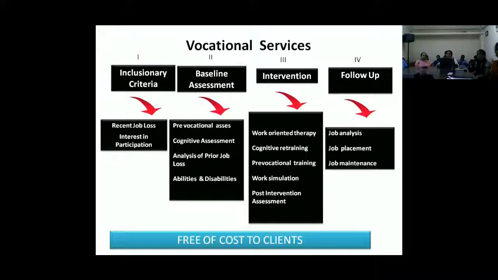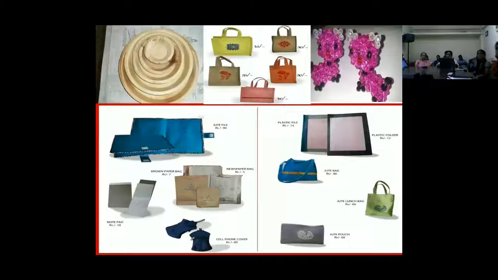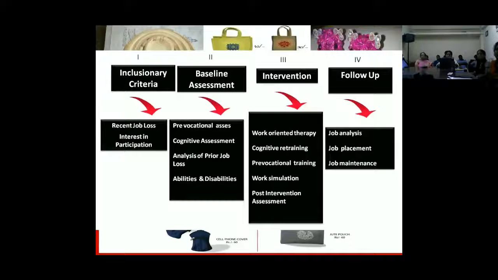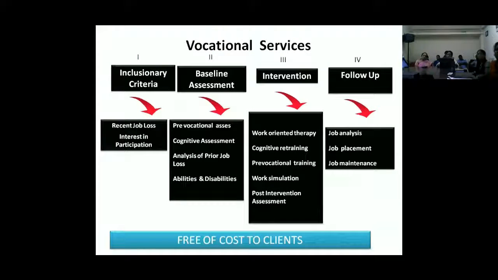The process involved in the vocational services is shown in the slide. When there is a recent job loss or taking up a job is a major need, and when they show interest in participating in the vocational activities, they will be enrolled in the vocational services. A baseline assessment will be done to know their level of interest and resources available. A detailed previous job analysis will also be done. Based on this, the intervention will focus on work-oriented activities. All of this costs nothing to the patient.